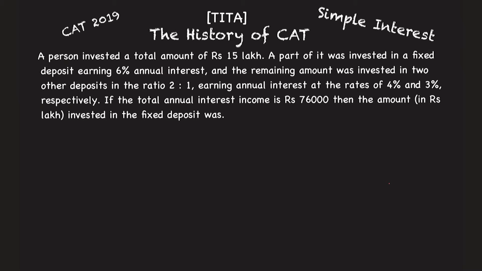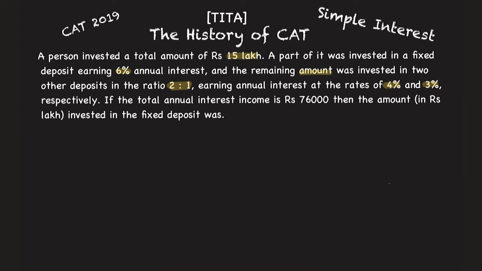A person invested a total amount of 15 lakhs. A part of it is invested in a fixed deposit of 6% annual interest, and the remaining amount is invested in two other deposits in the ratio of 2:1. So the remaining amount is divided into three parts, 2 parts and 1 part, with annual interest rates of 4% and 3% respectively, which means the 2 part will be getting 4% interest and the 1 part will be getting 3% interest.